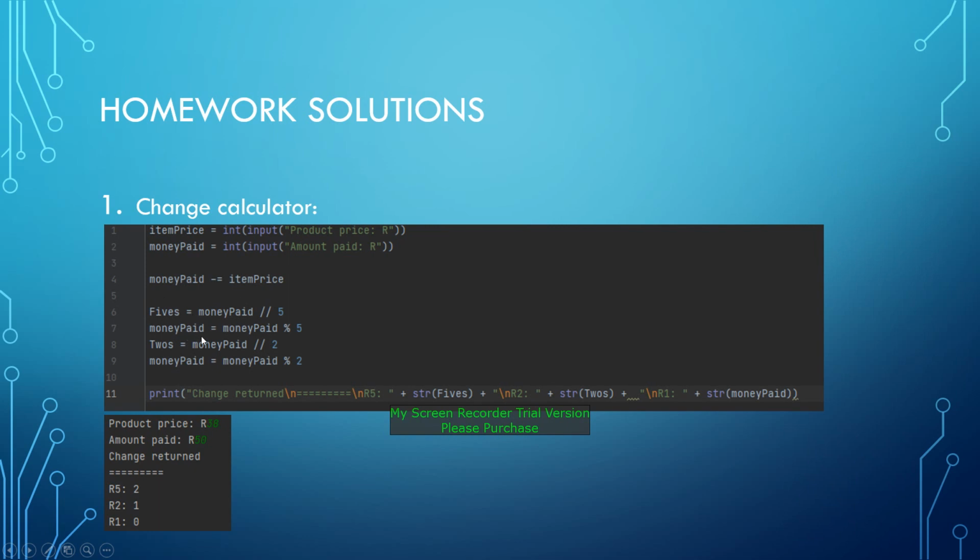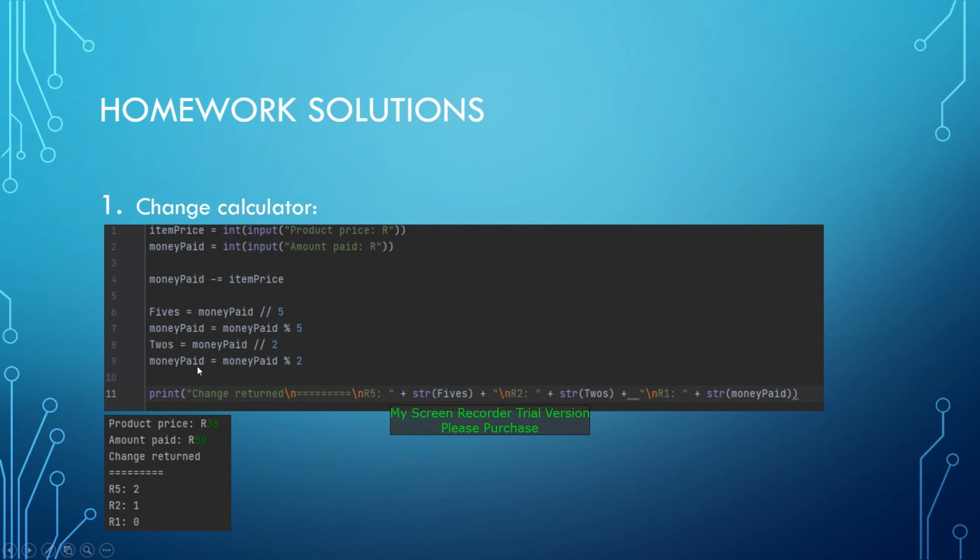Next, I take the money paid amount, which is now the change amount, and I use the modulus. So the remainder, after all the 5 rands have been given, tells me what amount remains. Now I want to see how many 2 rands to return. So I take the 2s, the 2 rand coins, and I take the change amount using floor division by 2. This will tell us how many full 2s can go into the change. So this will now store the value of 2 rands that can be returned.